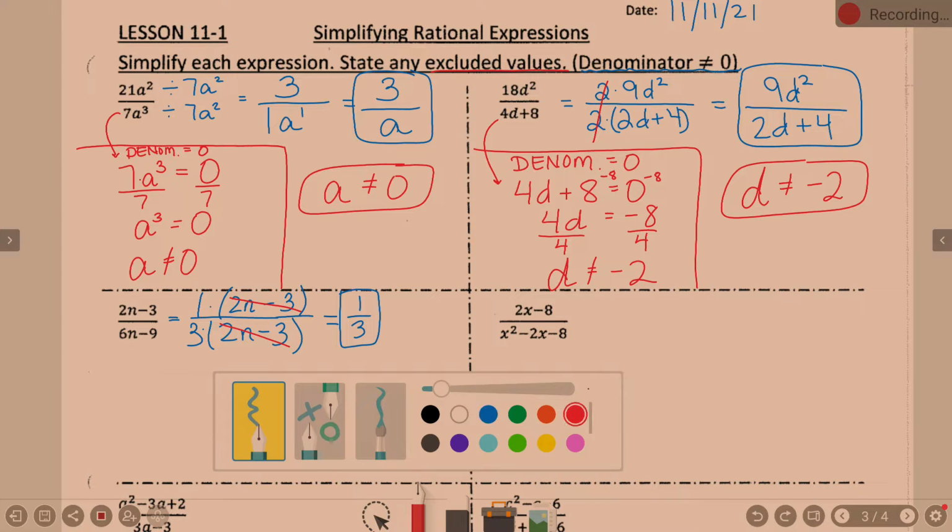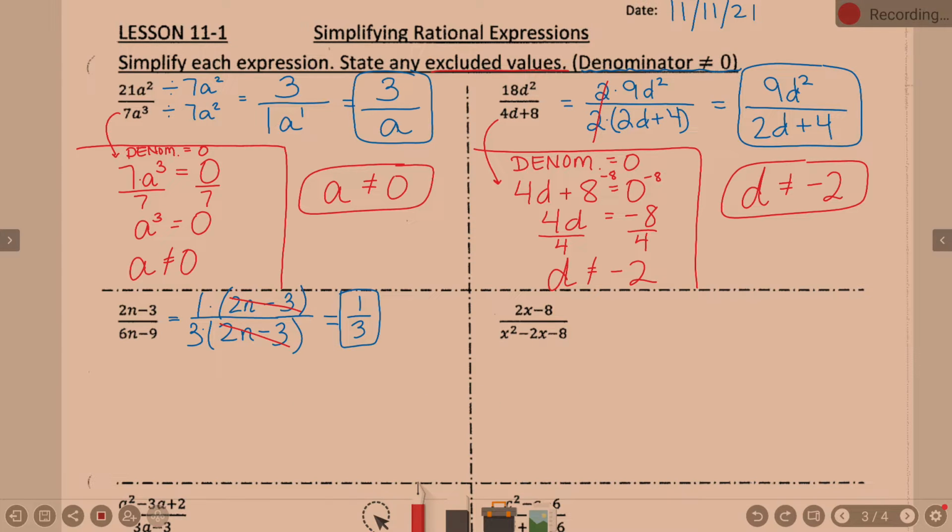Excluded values. You guys almost let me forget those. How rude. Okay, so we're setting our denominator equal to 0. Probably the easiest thing is to set just the 6n minus 9 equal to 0.